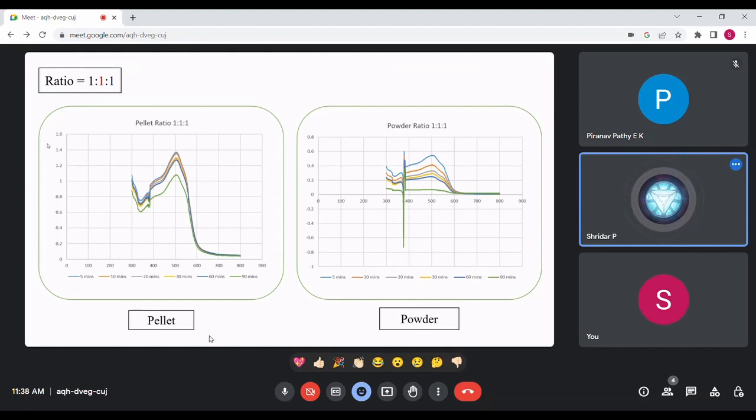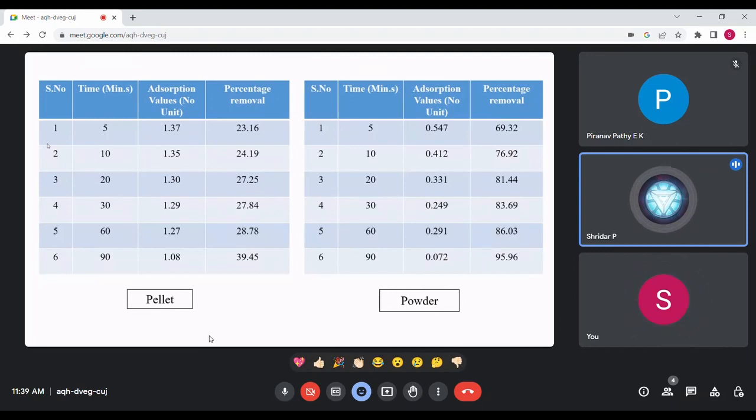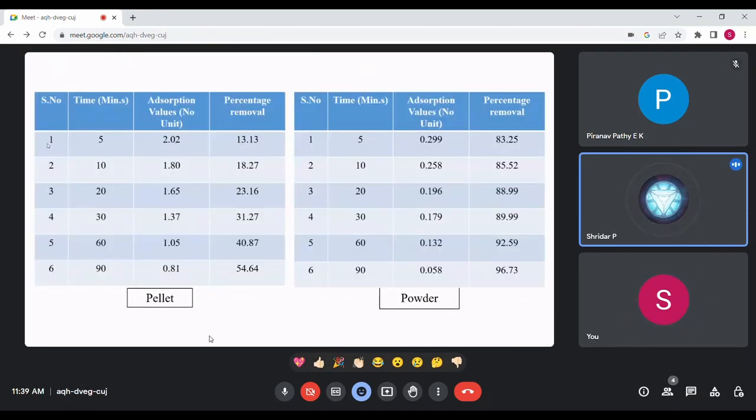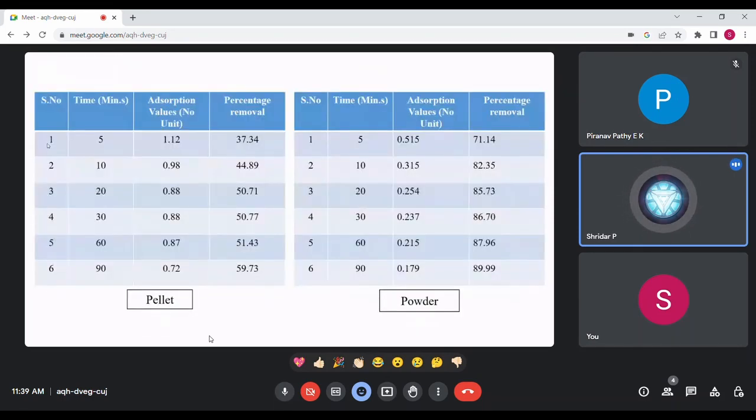Here we can see how much difference it shows over the time interval where the sample is in contact with both pellet and powder. Adsorption is more in powder as the surface area is more in powder compared to the pellet. The same method is carried out in all the ratios, and all the values are depicted here. We have done this for each and every pellet.